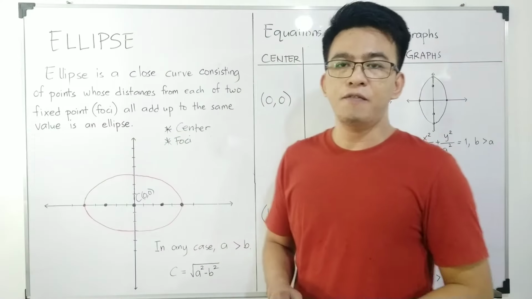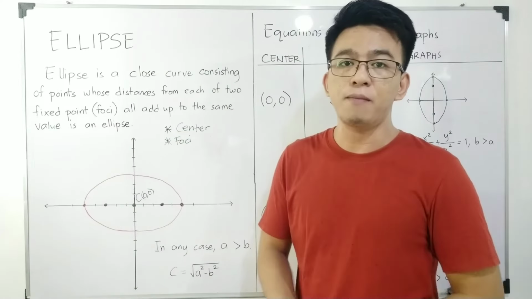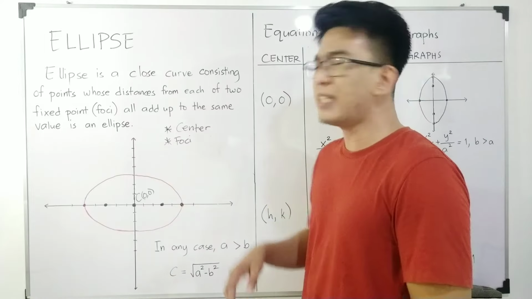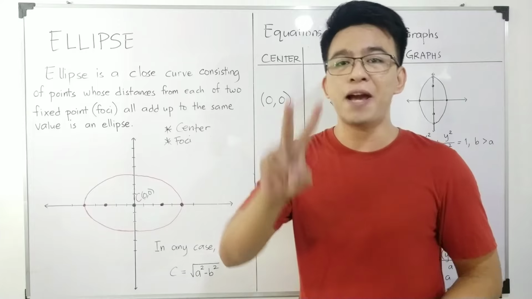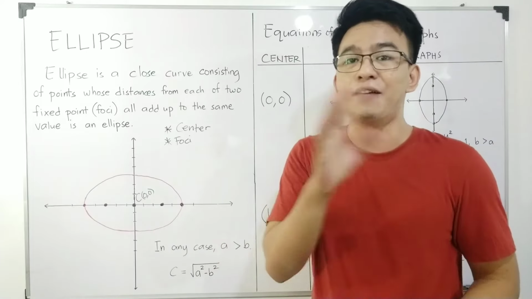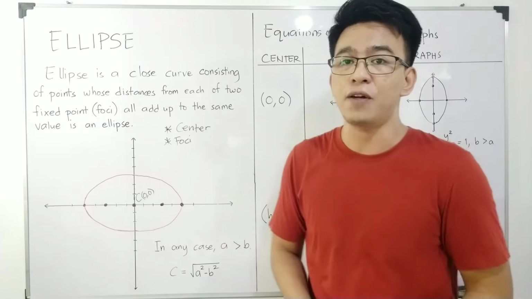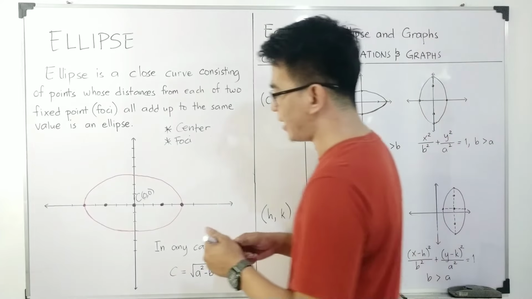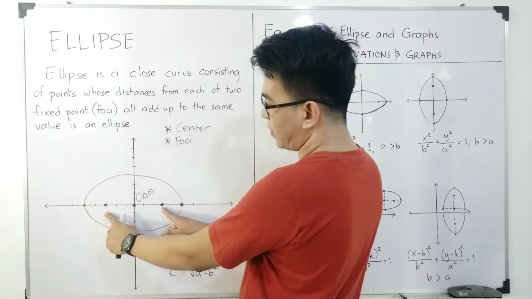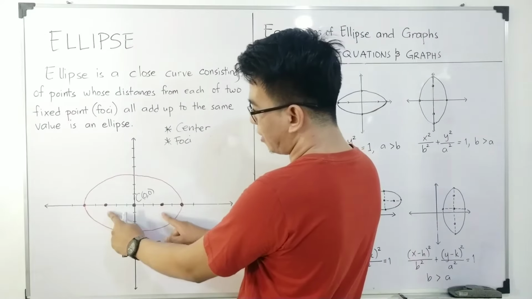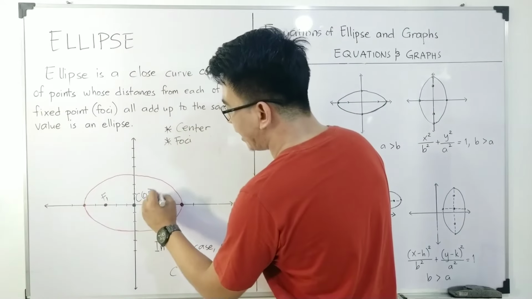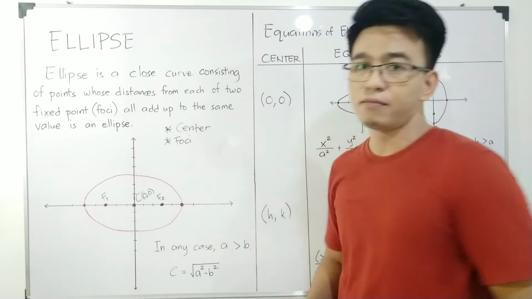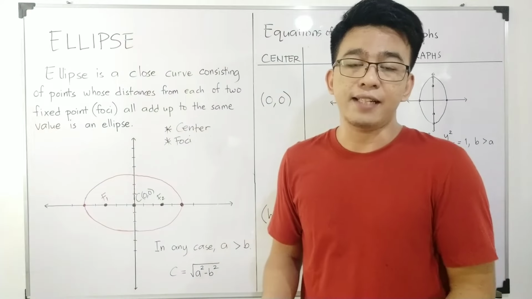Now, the second word ay yung ating foci. Foci, again, is the plural form of the word focus. Ngayon, sa parabola, meron lang tayong isang focus, but this time, sa ating ellipse, meron tayong dalawang focus, which is the foci. Ngayon, nasan yung ating foci? Ito yung ating foci, guys. Itong dalawang points na to. Okay? These are the foci. So, lagyan natin dito, F sub 1, and this is F sub 2 for the foci.